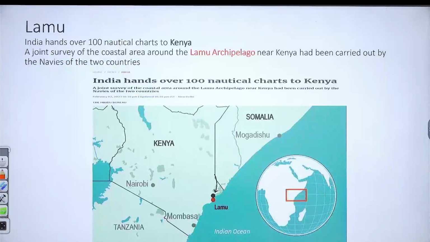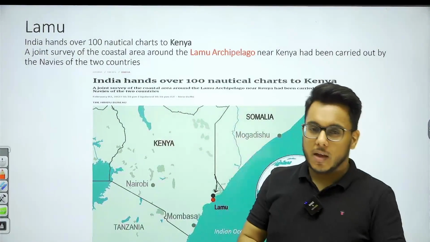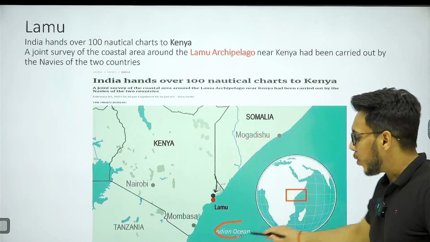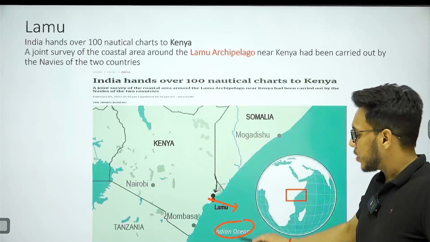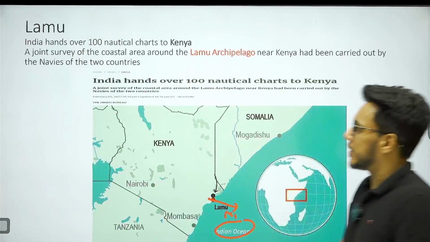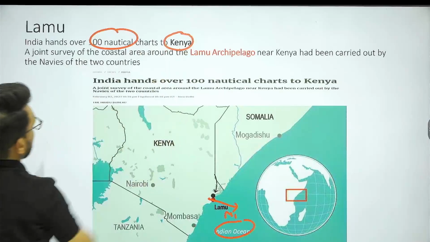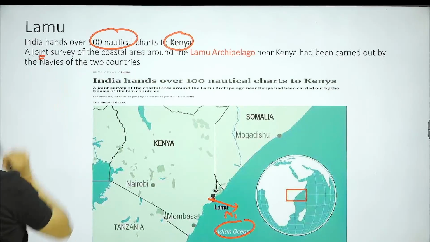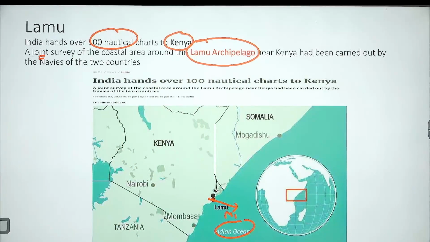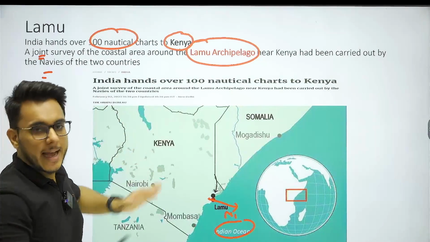Fine. Moving on to the next entry, Lamu. So basically what has happened recently, India has carried out an exploration exercise in the Indian Ocean off the coast of Kenya, and 100 nautical charts have been given by India to Kenya. Now, this joint survey between India and Kenya was done around the Lamu archipelago. This joint survey was done by the Navy of both India as well as Kenya.